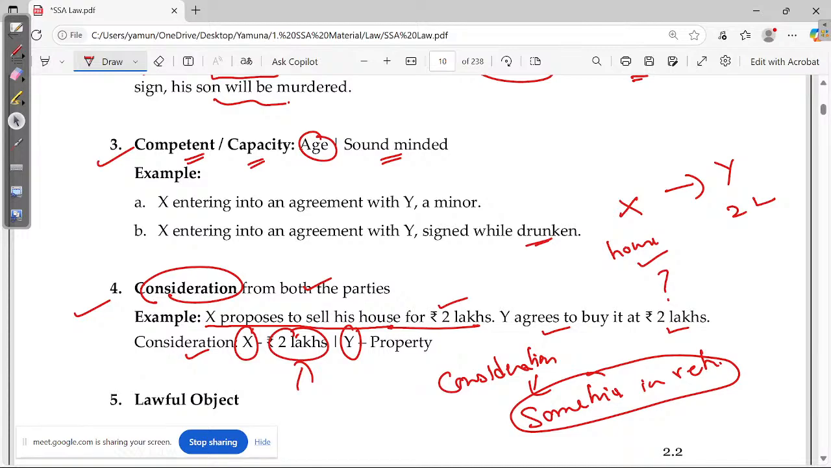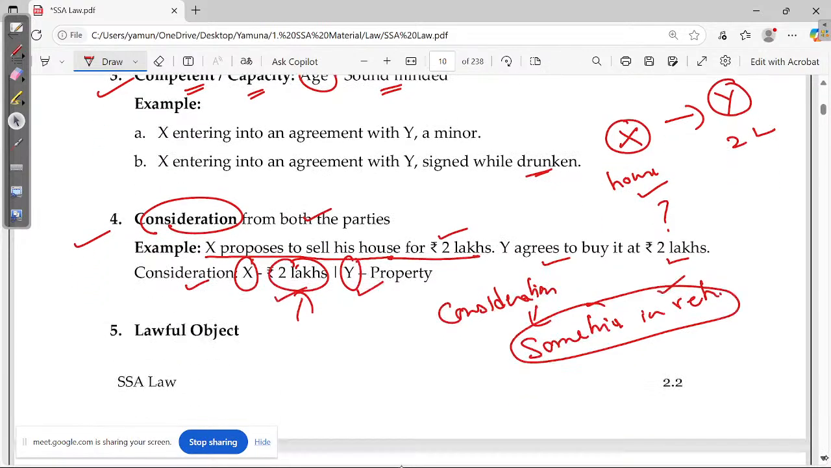Also, we say consideration is nothing but exchange of promises. X is giving a promise for selling the house, Y is receiving the promise that he is going to get the house. In return, what was X getting? X was giving a promise, getting another promise. What is the other promise? 2 lakhs. We can call this exchange of promises or anything. General term is exchange of promises. So something in return. For X, the consideration is 2 lakhs. For Y, the consideration is the house.